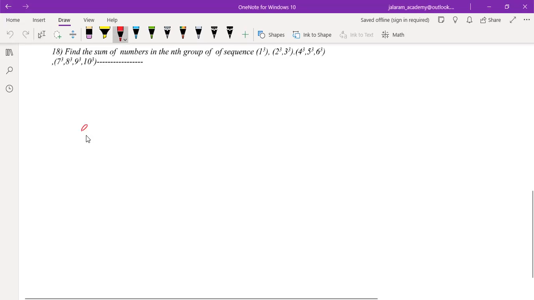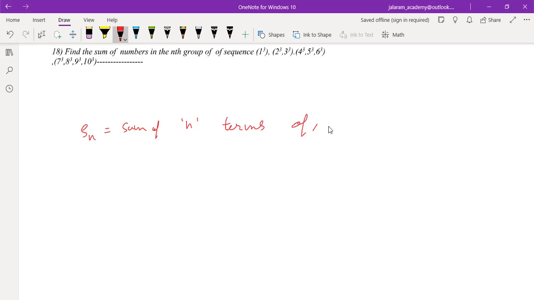When we write Sn, it means the sum of n terms of a series. Means what? A1 means the first term, plus A2 means the second term, plus A3 means the third term, and so on up to An means the nth term.